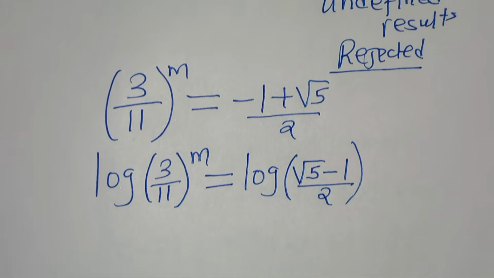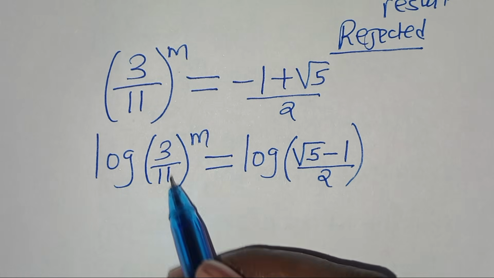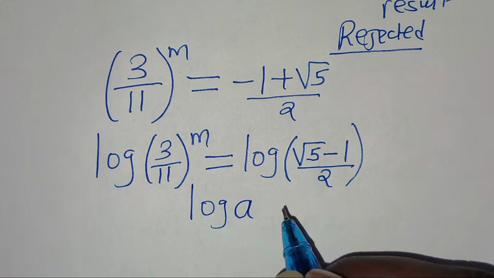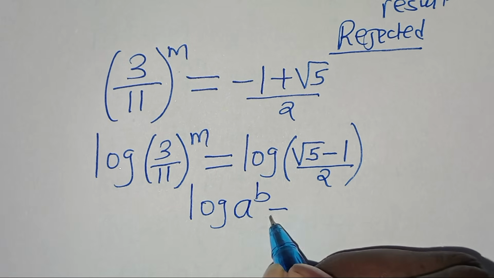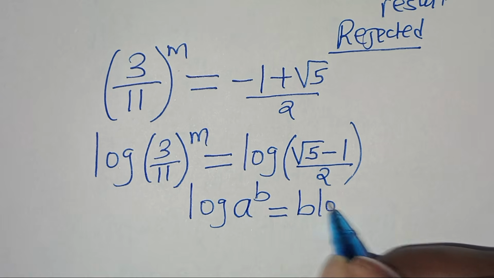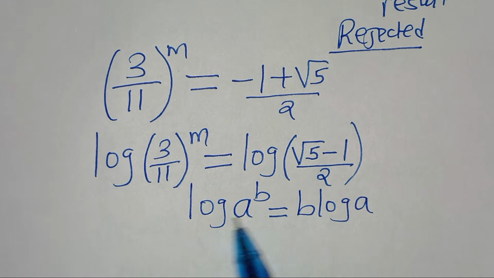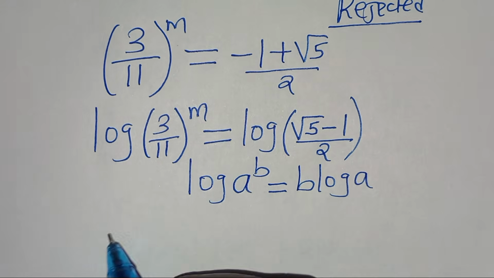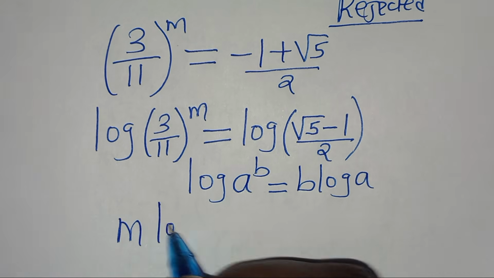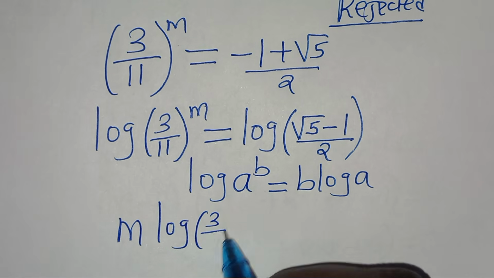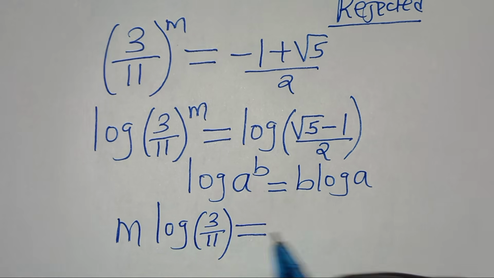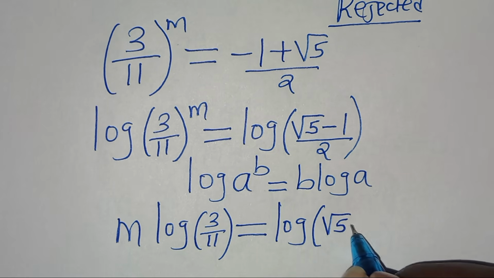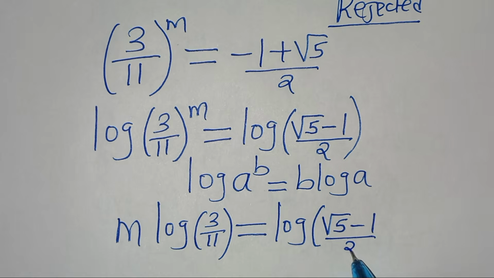Now, log 3 over 11 raised to the power of m is in the form log a to the power of b, which we can express as b log a. Now, let's apply this power log property, and this implies that log 3 over 11 to the power of m becomes m log 3 over 11. This is equal to log square root of 5 minus 1 divided by 2.